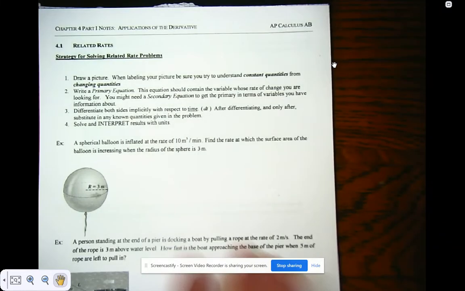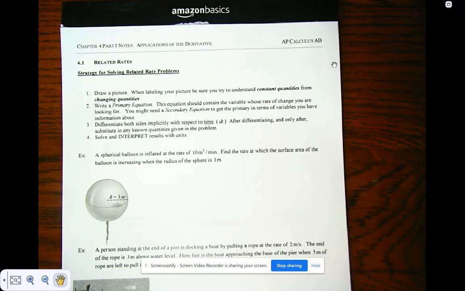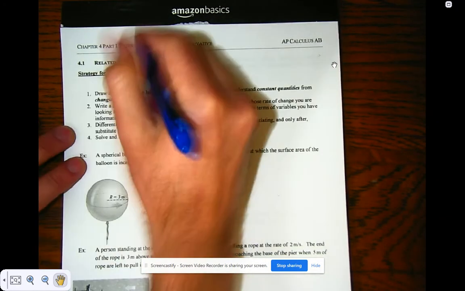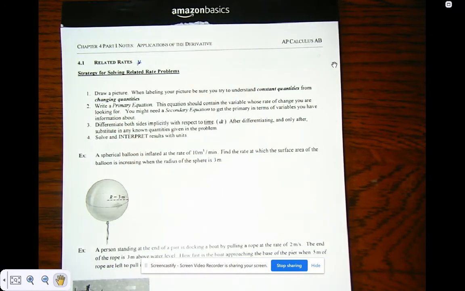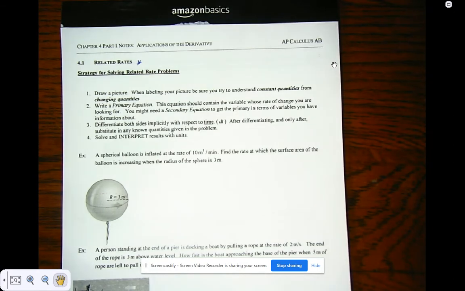All right, so here we go. We are going to start chapter 4. Okay, we are going to do some work on a topic called related rates. Not going to lie, it's not everyone's favorite topic in calculus.